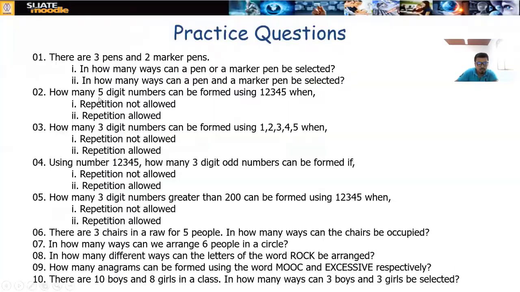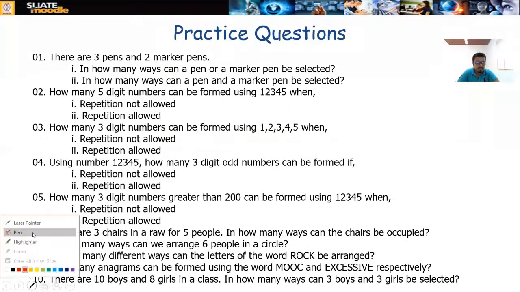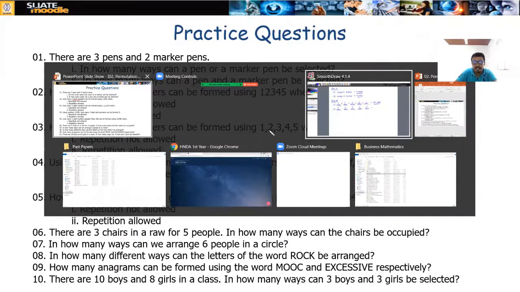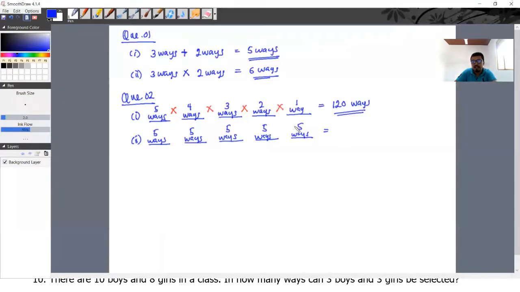Here, what we need to do? We need to form 5-digit numbers, right? We are not going to put a digit in just one place. To form a 5-digit number, there should be a digit in every place: a digit here, a digit here, and a digit here, another digit here, and also another digit here.